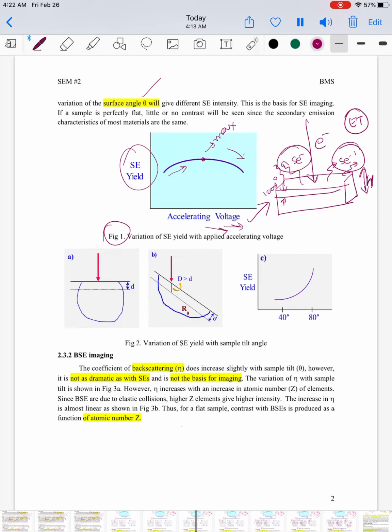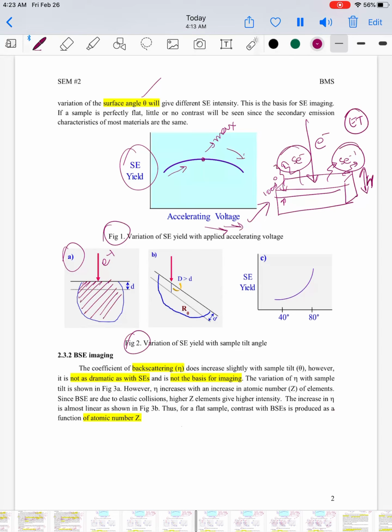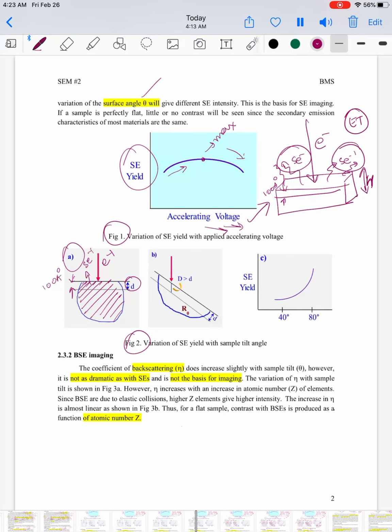Okay, so now how the yield or the coefficient varies with the tilt angle. In figure 2, 2a shows the normal, typical generation of secondary electrons. When an electron beam comes and hits the sample, this is the interaction volume indicated by the blue colored line. Any depth D, where D is the 100 angstrom we were discussing. If the secondary electrons are generated from that D, 100 angstrom, they come out and can be detected.